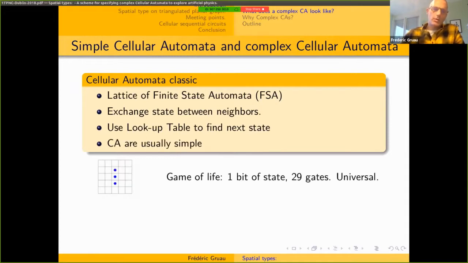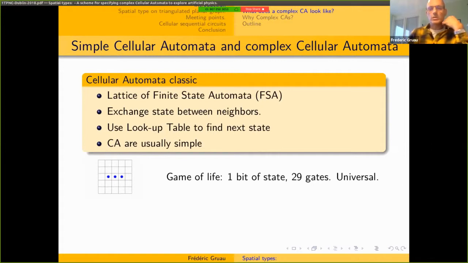CA are usually simple. For example, the Game of Life rule uses 1 bit of state, represented as a dot here, and 29 gates. Each cell makes a sum of its 8 neighbors, and depending on this number, it will be born, die, or survive. If you start with this initial configuration and update synchronously all the cells with this rule, you obtain an oscillating behavior.